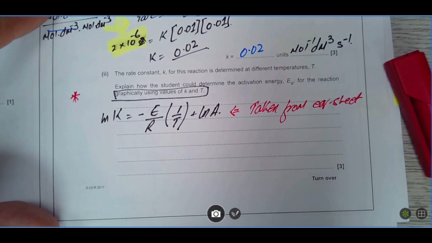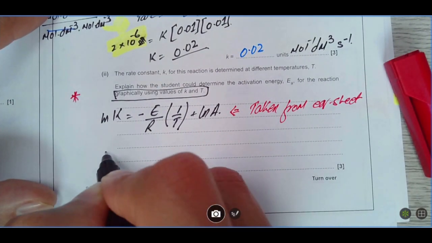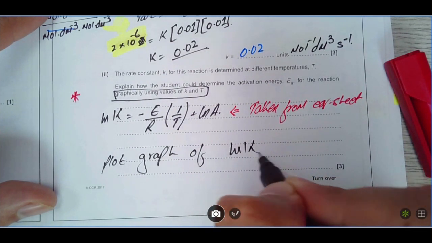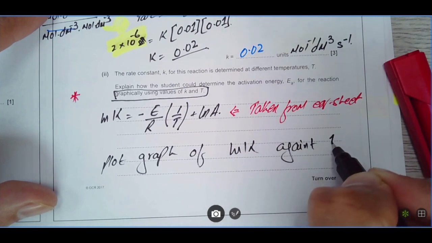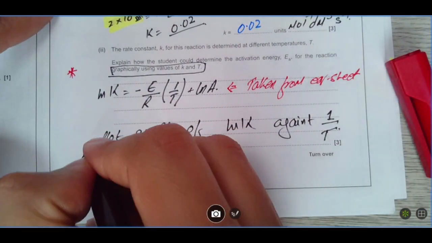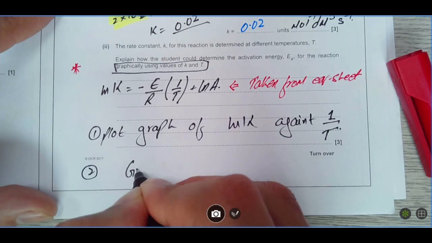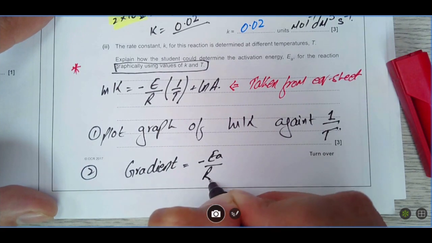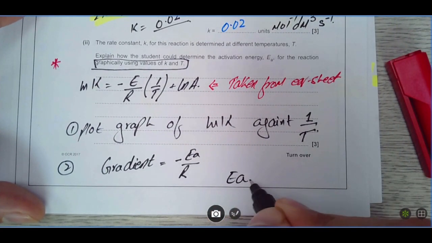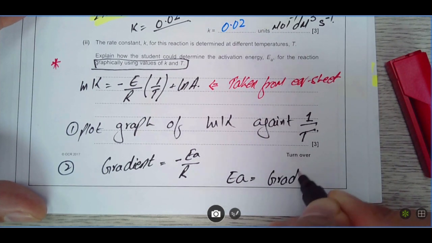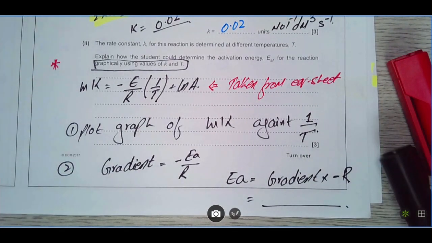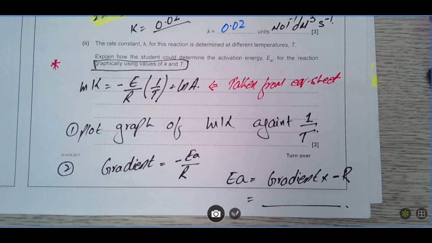Now what will I do in this case? I'll say, plot a graph of ln k against 1 over T, number one. And number two, the gradient of that graph will be equal to minus Ea over R. To find Ea, you will have to do gradient times minus R. The gradient in this case will be negative, so when you multiply negative with negative, it will become positive.